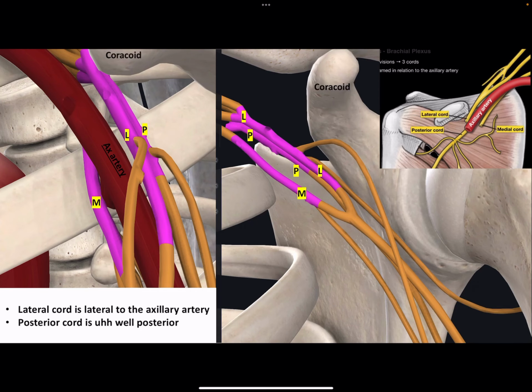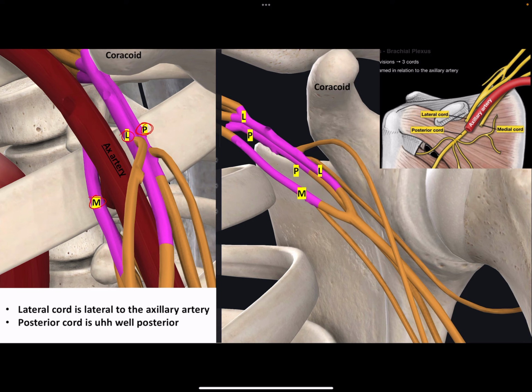Divisions, not so important. All right, so now we're looking at the chords. Remember, everything, so you can kind of see here, everything is relative. It's named relative to the axillary artery. The medial is a little bit on the medial side. The lateral is a little bit on the lateral side. And this is kind of lateral too, but it's more lateral and it's posterior. So we give it the name posterior.